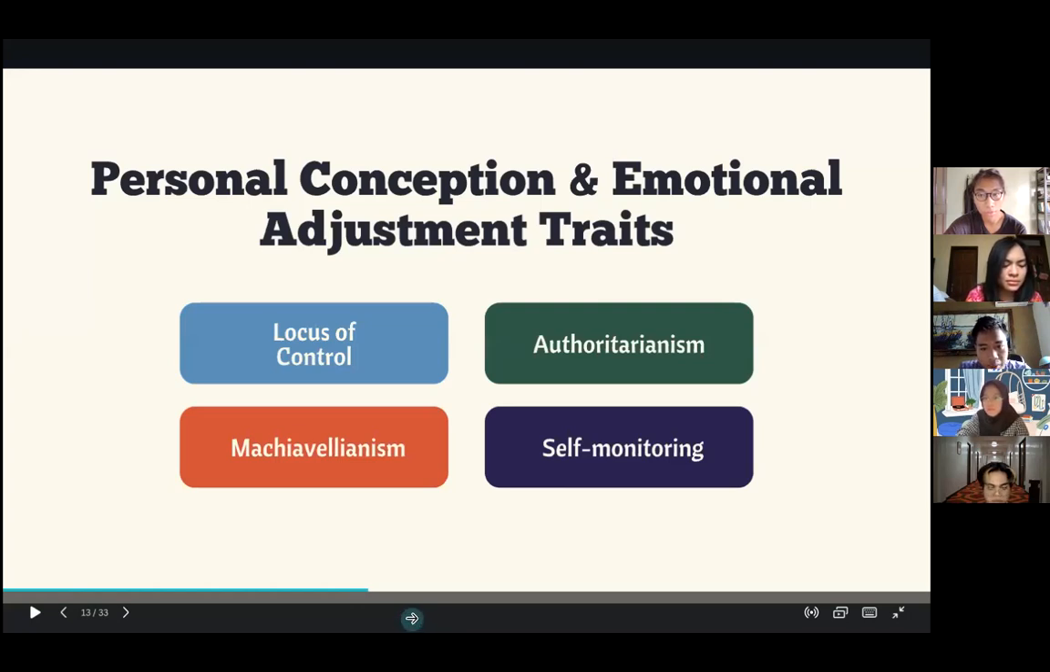And we're going to talk about personal conceptions and emotional adjustment traits. So first is locus of control, which is the extent to which one believes that what happens is within one's control. Next is authoritarianism, which is the degree to which a person tends to defer to authority. Next is Machiavellianism, which describes the extent to which someone is emotionally detached and manipulative. And the last one is self-monitoring, which is the degree to which someone is able to adjust behavior in response to external factors. Next slide.